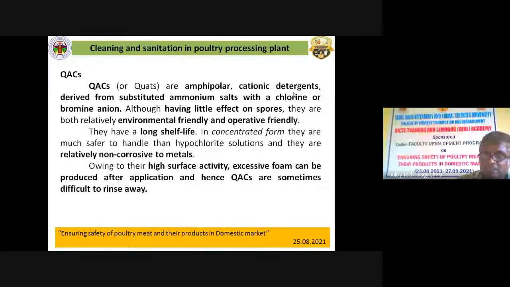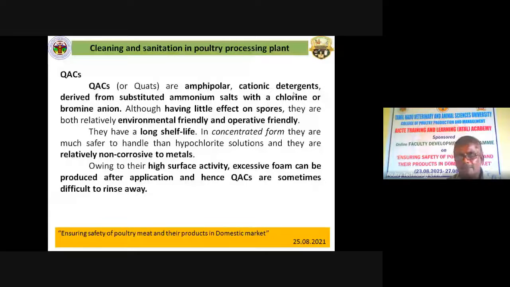As I told you, chlorine is corrosive and in the presence of organic matter it won't act. Here also, quats won't work at their full potential in the presence of organic matter. However, when compared to chlorine compounds, they have a better effect even in the presence of organic matter. Another advantage is that they have a long shelf life, so once you prepare them, you can keep them for a long period of time. In the concentrated form, when compared to hypochlorite solution, they are safer, and they are relatively non-corrosive to metals.